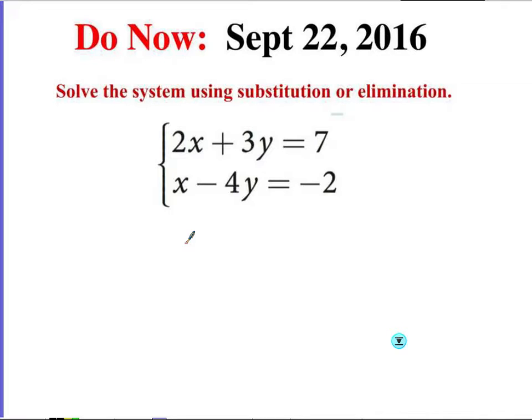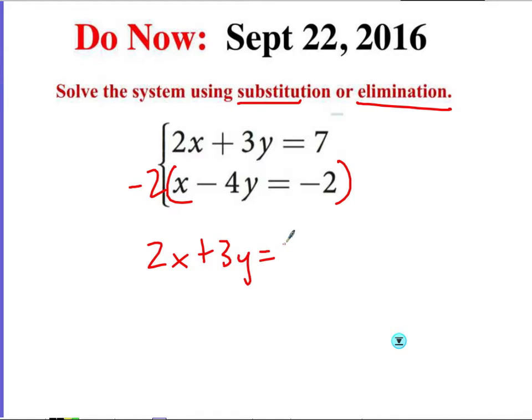So we covered this on September 22nd, 2016. What I had you do first is solve this system. Now, the easiest method to use here was to use elimination. And so what we needed to do was multiply the second equation by -2. So let me rewrite the first equation.